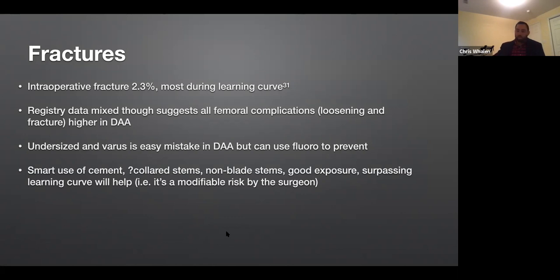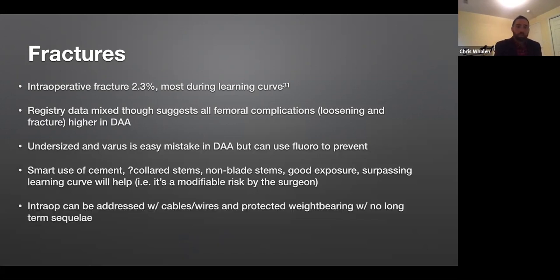So I think it really is a function of exposure and a lot of people trying to use more of these less invasive blade type stems. So summed up, I think it is a modifiable risk by the surgeon as you get through your learning curve and also think about your stem choice and cement. I do think that number can come down. If it happens intra-op or if it's caught intra-op, you can address it relatively easily with cables, protect the weight bearing, and usually no long-term sequela.